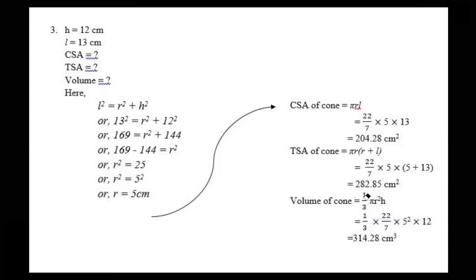In case of volume, 1 by 3 pi means 22 by 7, into radius 5 square, into height. Radius is 5 centimeter, we have got that also. Height is 12. Put the values. I told you how to do the calculation. In the calculator, 1 by 3 divided, then into 22 by 7 into 5 square into 12. Multiply the numbers and you are going to get this answer.